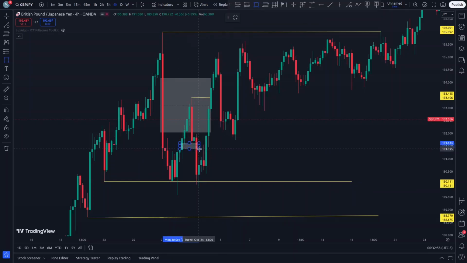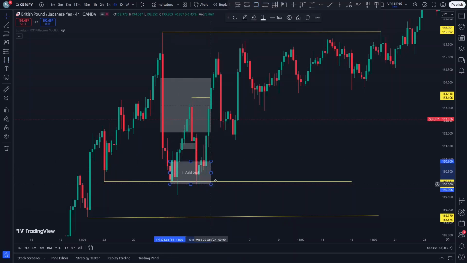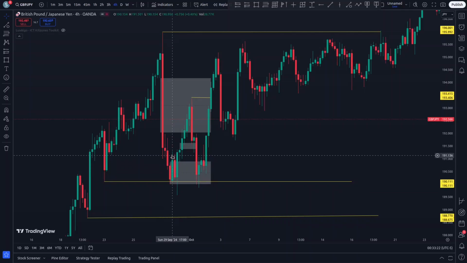We have a range here and a fair value gap here. We still have our order block at this price range. This is the last bearish candle before this change in state of delivery here. So this is our large bearish candle. This becomes our order block.